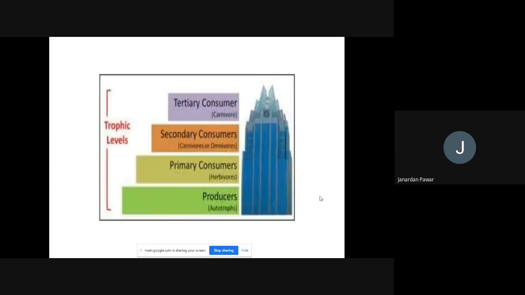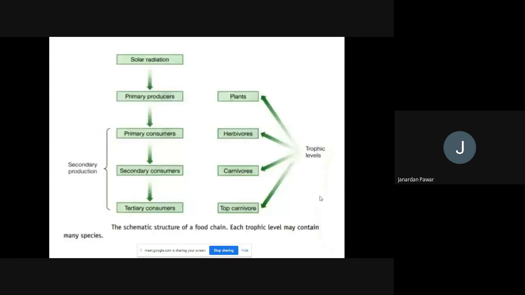Next one. So this one is a pyramid, and from that you can understand what the levels are. There are certain names also which are given: tertiary consumer, secondary consumer, primary consumer, and producers. So these are the trophic levels. From this, we can understand different types of consumers and their trophic levels also. Here we can see the systematic structure of the food chain. Each trophic level may contain many species.